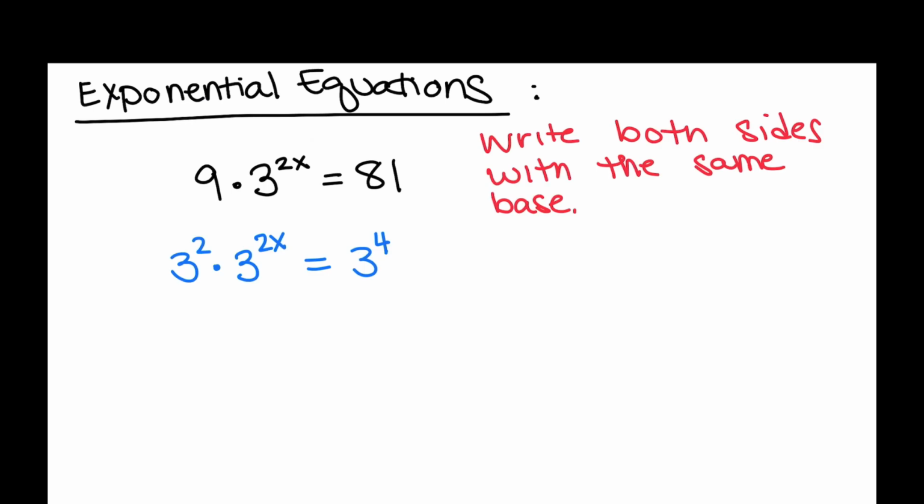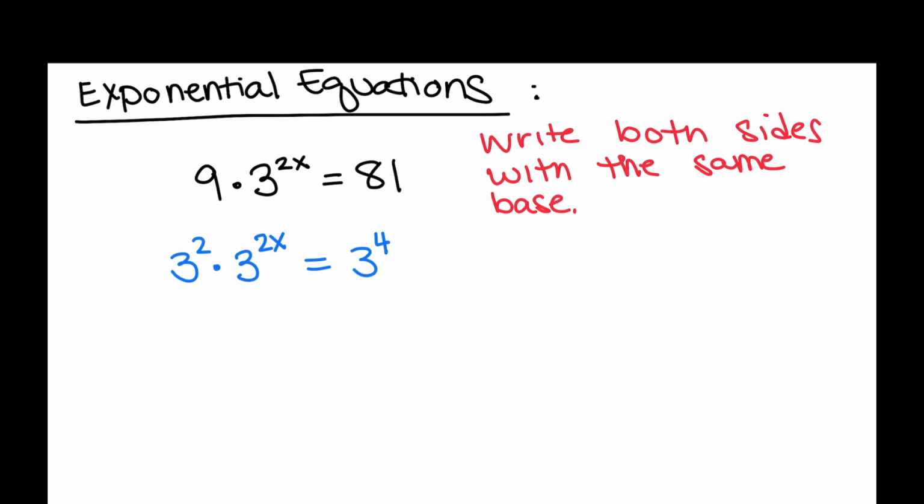The first method we're going to use involves writing everything, both sides, with the exact same base. This method only works in special cases where all the numbers can be written with the same base. What I mean by this is 9, 81, and then we have a 3. These are all powers of 3. 9 is 3 squared, and then we've got this times 3 to the 2x. And 81 is the same as 3 to the 4th. So notice I can rewrite everything with base 3.